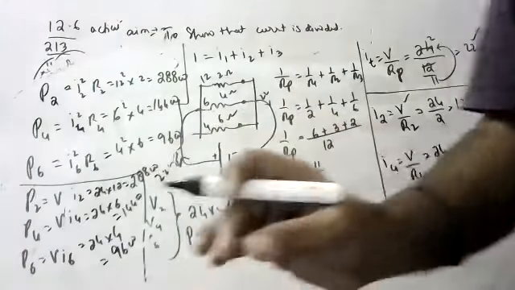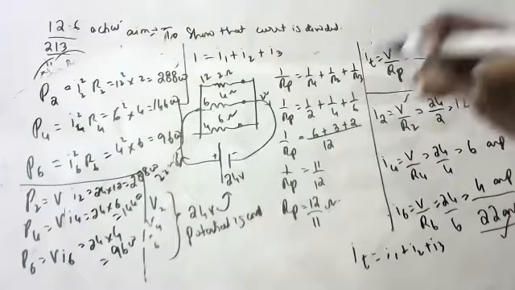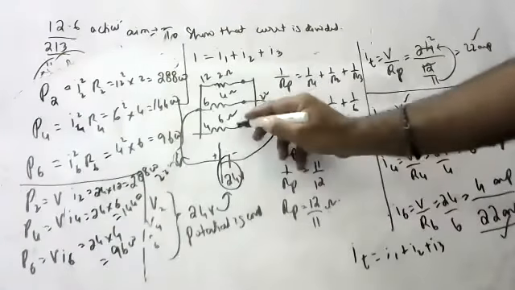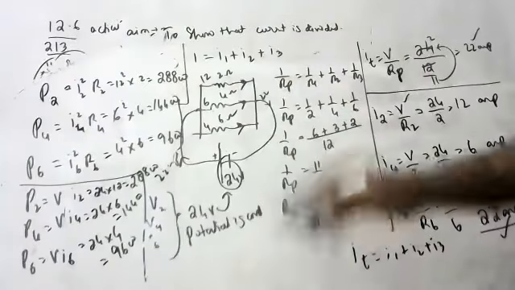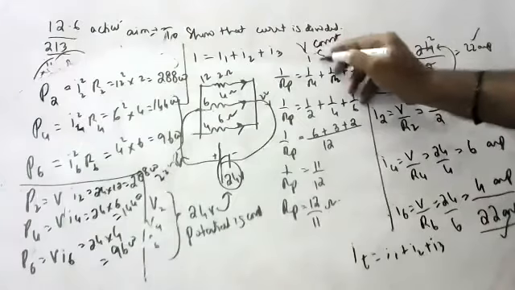The only thing is practice, children. When you practice, you will understand what is really happening in the circuits. Why is potential constant? Here 24 means here also 24, here also 24, here also 24, because it is parallel. In parallel, potential is constant, whereas current is shared.